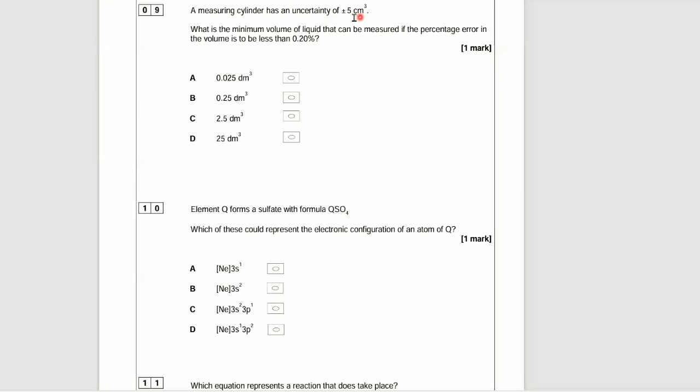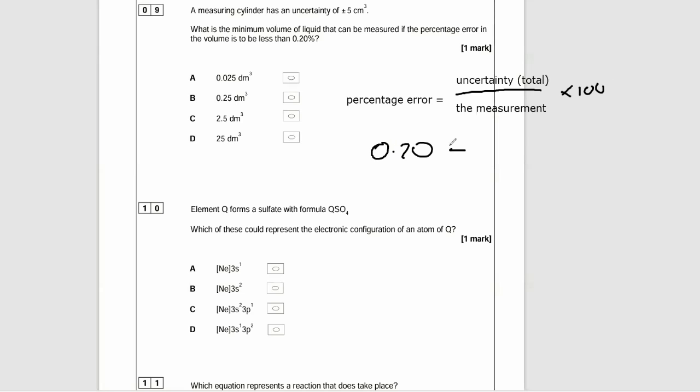A measuring cylinder has an uncertainty of plus or minus 5 centimeters cubed. What is the minimum volume of liquid that can be measured if the percentage error in the volume is to be less than 0.2%? So what we need to do here is write out the equation for percentage error. Percentage error is equal to the total uncertainty divided by the measurement times 100. So we just need to rearrange this, and we're going to have 0.2%.